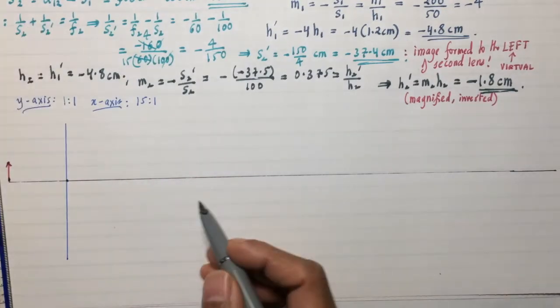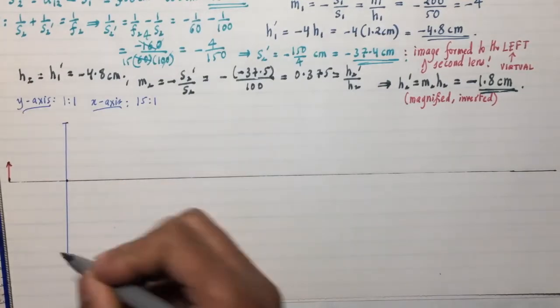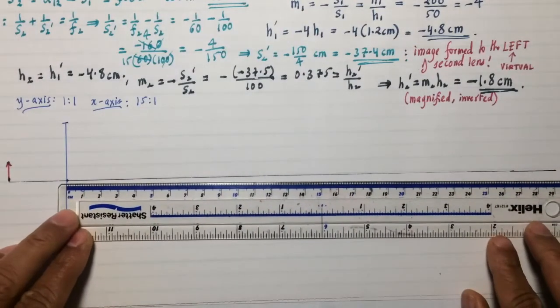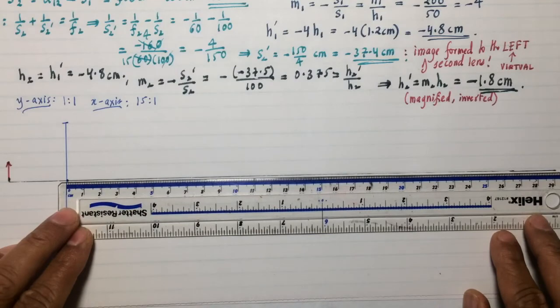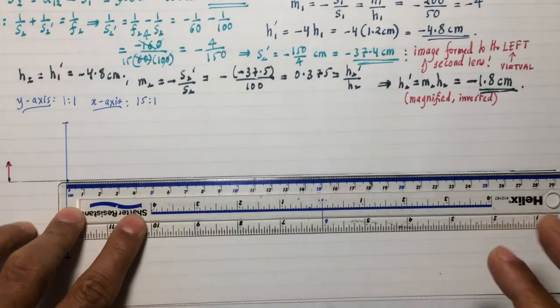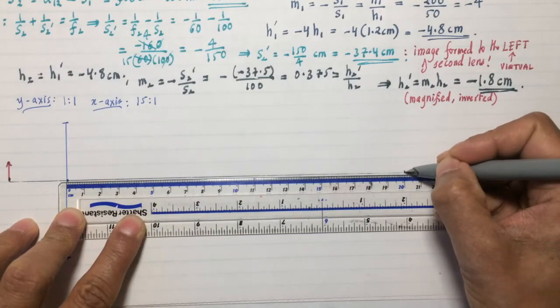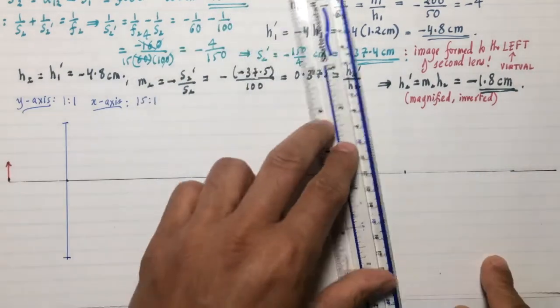When you're drawing a lens, don't make a production of it, just draw a vertical line like that. The second lens is located a distance 300 centimeters from the first lens. I've already said that 300 divides 15 20 times, so I have to keep it here at the 20 mark. So that's my second lens.